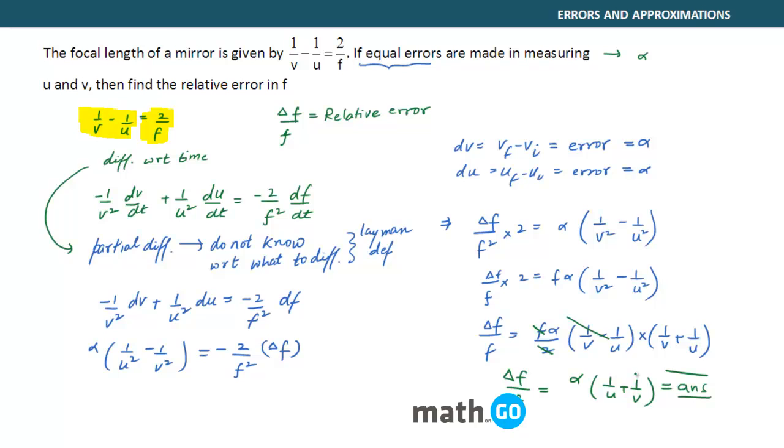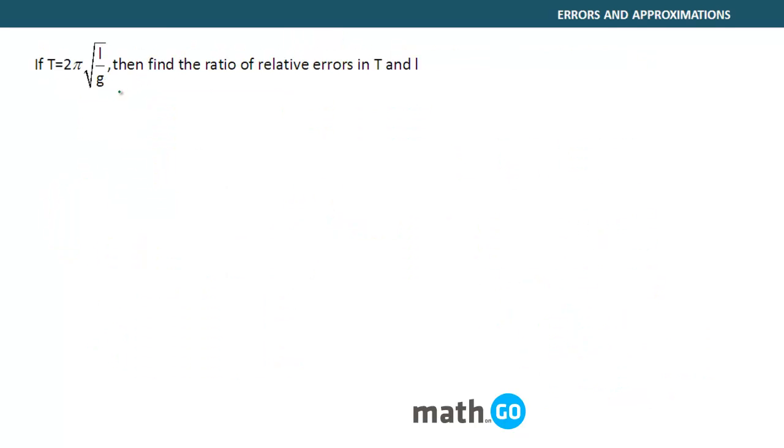I hope the question is clear. Let us take another very famous example to understand the concept of relative error. You want to find the ratio of relative errors in T and L in the time period of a pendulum. So this is the time period of the pendulum over here. So you need relative errors in T and L, the ratio, right?